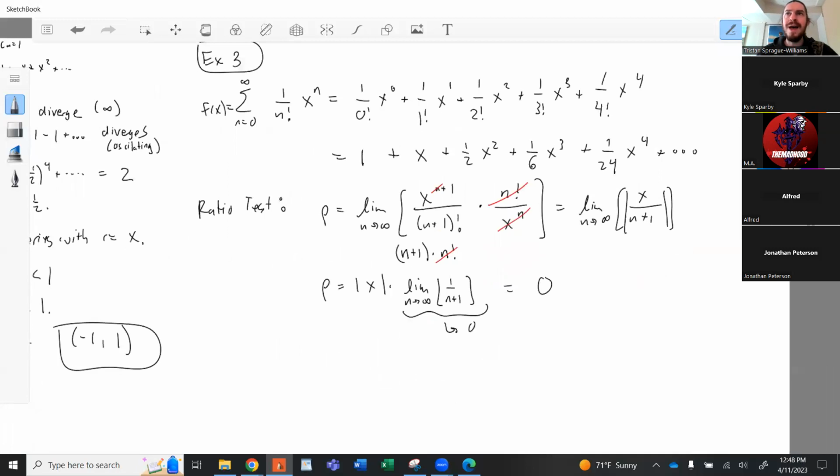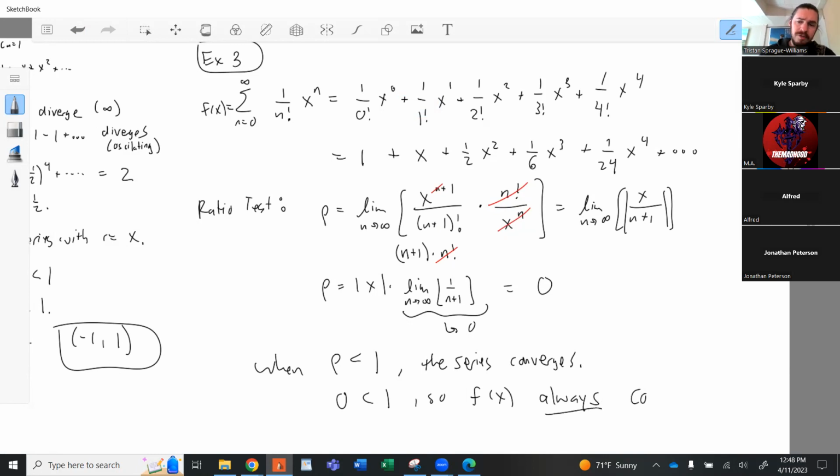If we go back to our ratio test, you can look it up on the reference sheet that I gave you guys yesterday, which you will be allowed to use on quizzes and the final exam. The ratio test says when rho is less than 1, the series converges. Well, 0 is less than 1. So the function we're looking at, this power series f of x, always converges.